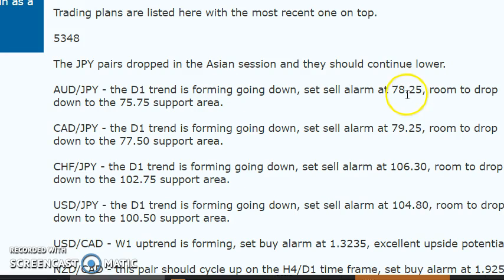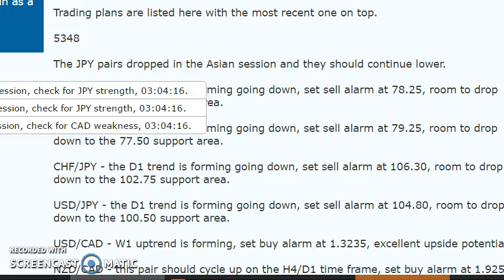We give you the places to set your price alert points, and then we tell you where the next major support is. It's all those support areas that you saw in the D1 time frame. Now remember, these next support areas are the ones that are on the D1 time frames, but the long-term trends are down, and these pairs could continue down past these support areas. We're just telling you where the next support is.